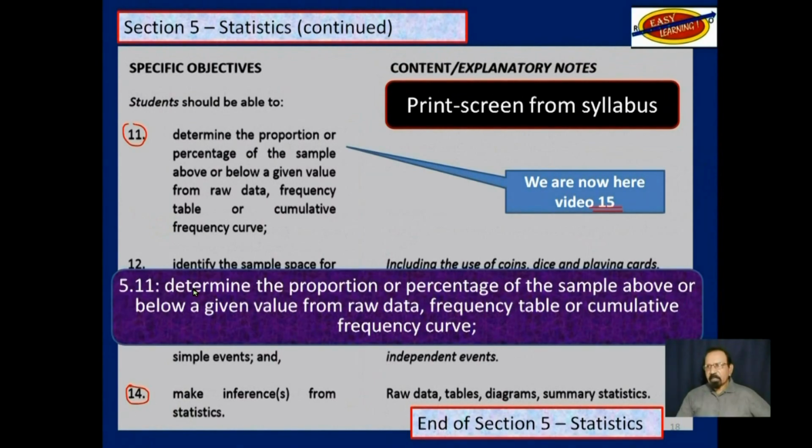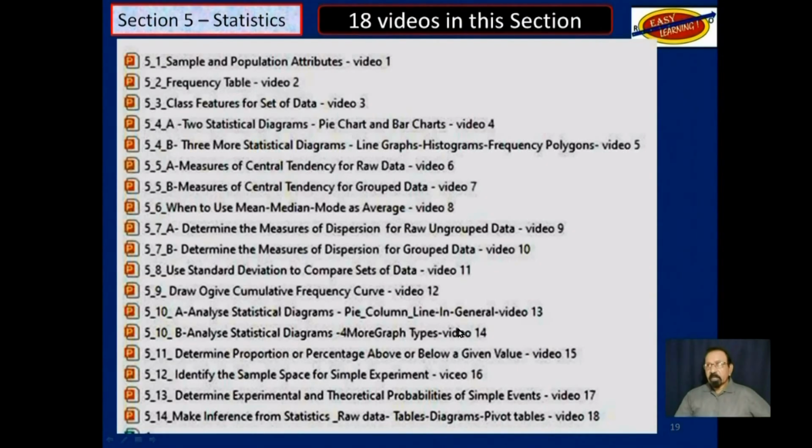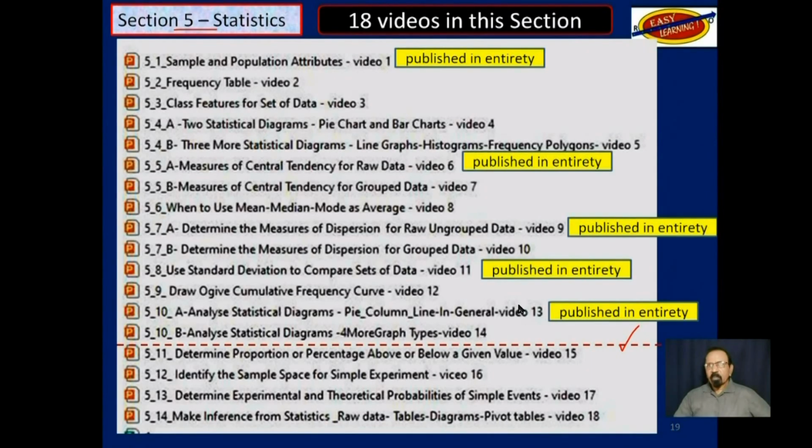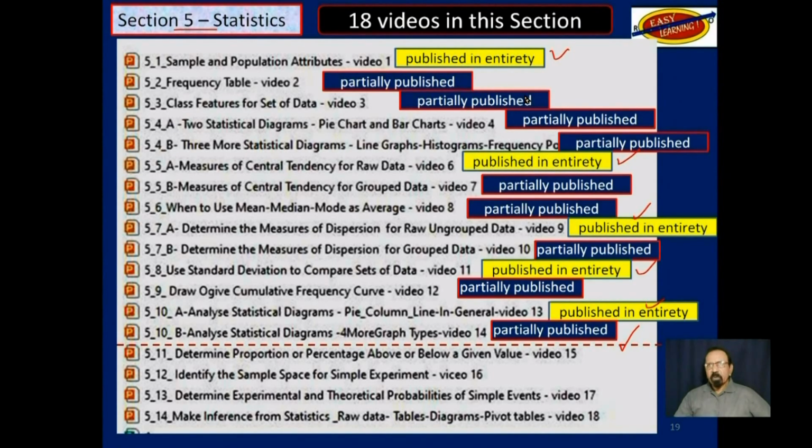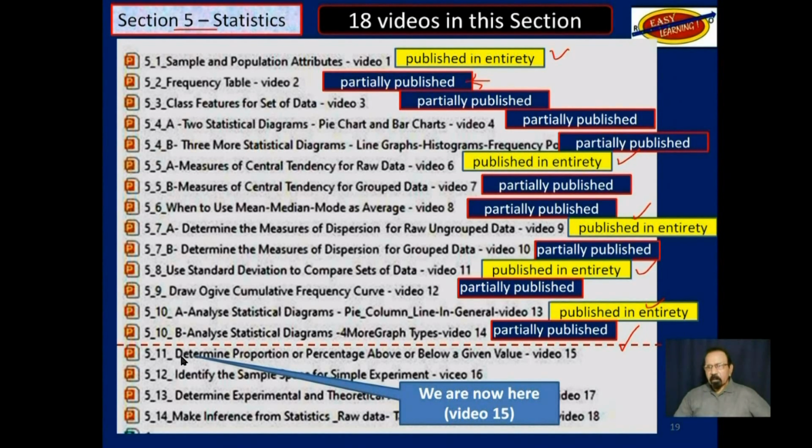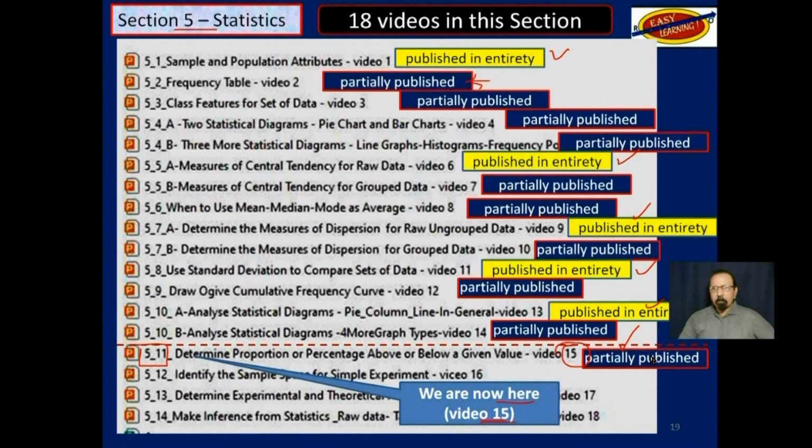The objective specifically says, determine the proportion or percentage of the sample above or below a given value from raw data, frequency table, or cumulative frequency curve. So this is section 5 again. We got up to this point here. Those have been published in their entirety on YouTube. These others only partially. So we are here, 5.11, video 15. Once this is finished, it will only be partially published.